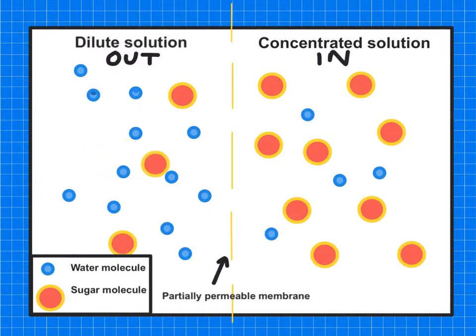With the sugar molecules, as you can see, they can move around and they'll hit each other, but they can't get through the partially permeable membrane as they're too large. Whereas the water molecules will collide with each other and eventually will move from where they're in a dilute solution to where they're in a concentrated solution. So more molecules will move from outside to inside, so they'll be moving that way through.